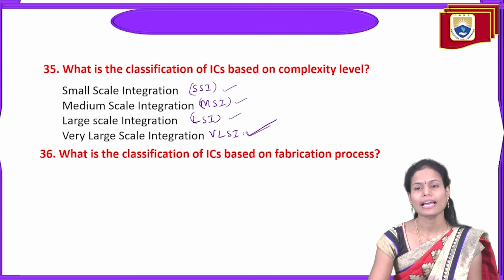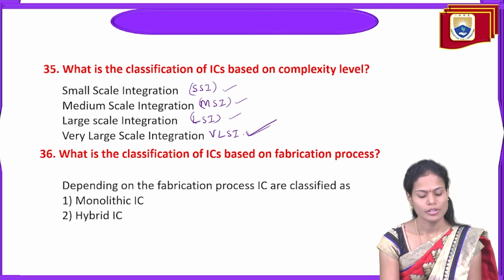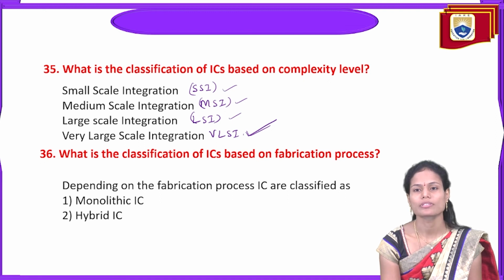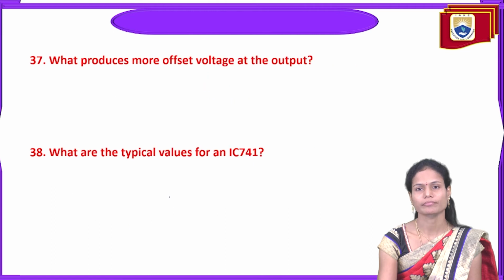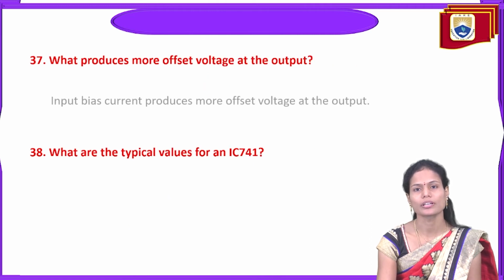And next, what is the classification of ICs based on the fabrication process? So here two types of ICs are designed based upon the fabrication, that is monolithic ICs as well as hybrid ICs. And next, what produces more offset voltage at the output?